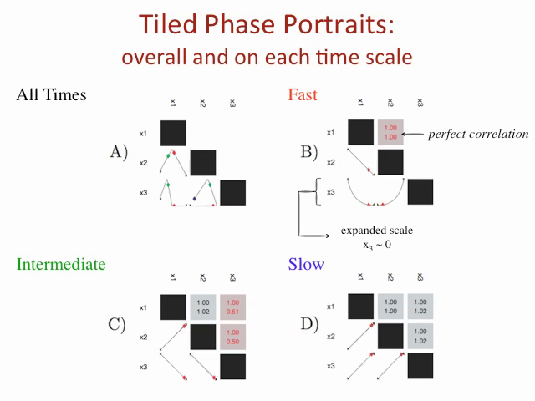Then finally, on the slowest time scale, you see all the phase portraits look the same because all these variables are now moving in tandem and the same way. And they're all decaying along a straight line into the origin because they all eventually go to 0.